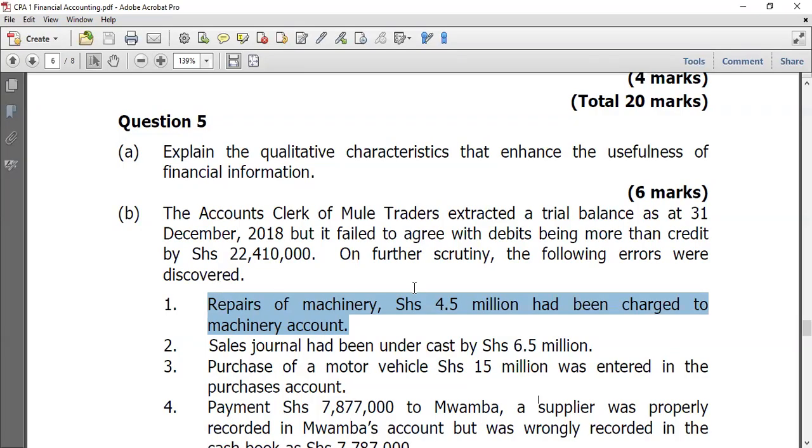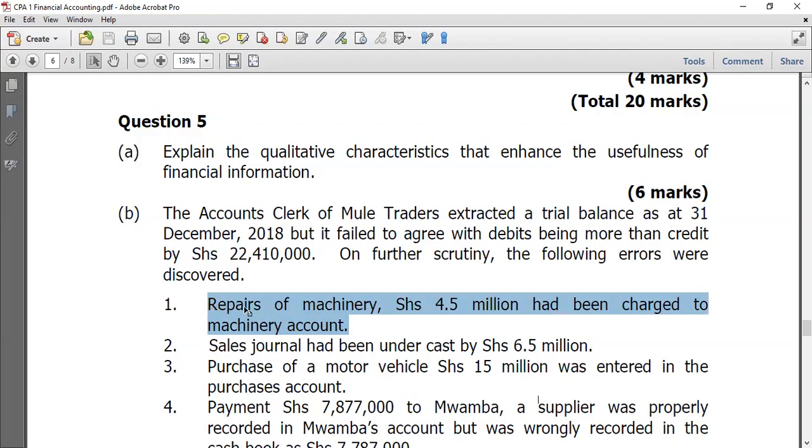Because this is like a revenue expenditure, it should not go to the machinery account. The only thing that would come to the machinery account is if we were buying a new machinery, okay? So it's the same principle. In the same way, we shall remove the 4.5 from where it's not supposed to be. We shall remove it from the machinery account by crediting our machinery account, and we shall debit our repairs of machinery. And that's how we shall correct it. This is also an error of principle, okay?